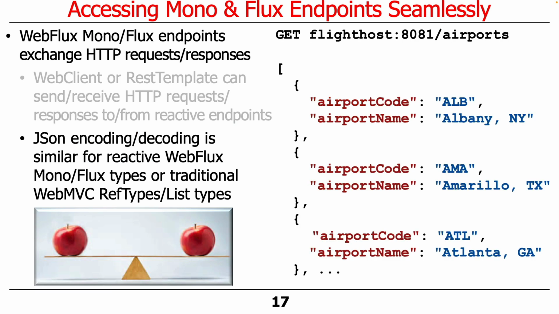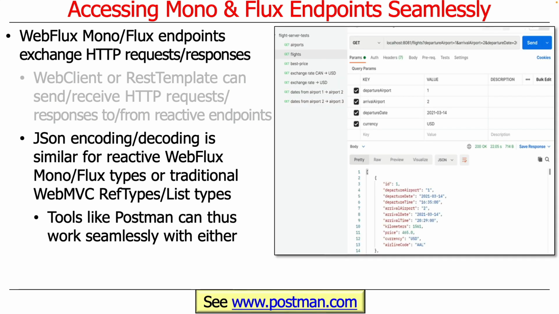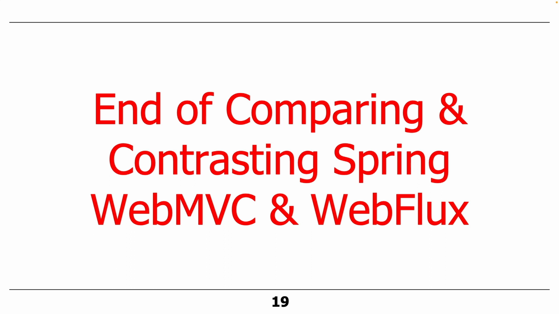What you see coming back is very similar. The encoding of the different formats is pretty much the same. The JSON encoding is similar for the reactive models as well as the more traditional reference types or list types you get with Java. So you can therefore use tools like Postman or curl with either of these models because they understand what is going on there. So that's a quick overview of SpringWebMVC and SpringWebFlux. We're now going to start transitioning to giving the bulk of the examples with SpringWebFlux so you can see how to use this new model.